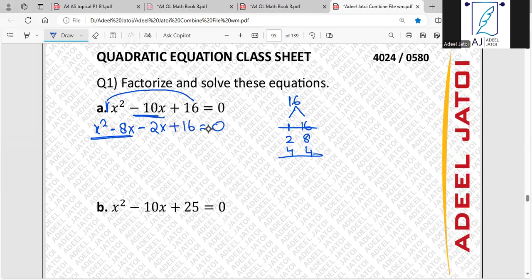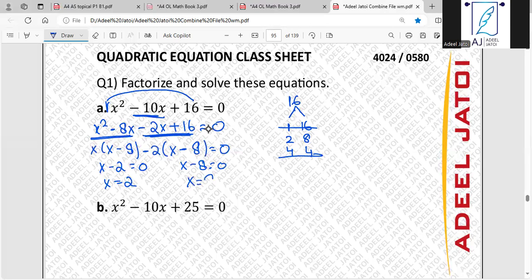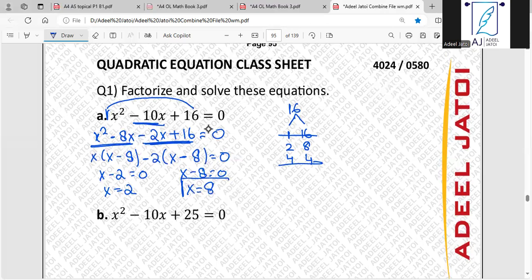Taking common from these two will be x minus 8. When we take common from this, it will be minus 2 (x minus 8), which is equal to 0. So x minus 2 equal to 0, x minus 8 equal to 0, x becomes 2, and x becomes 8. So these are the two answers that we have for part 1.